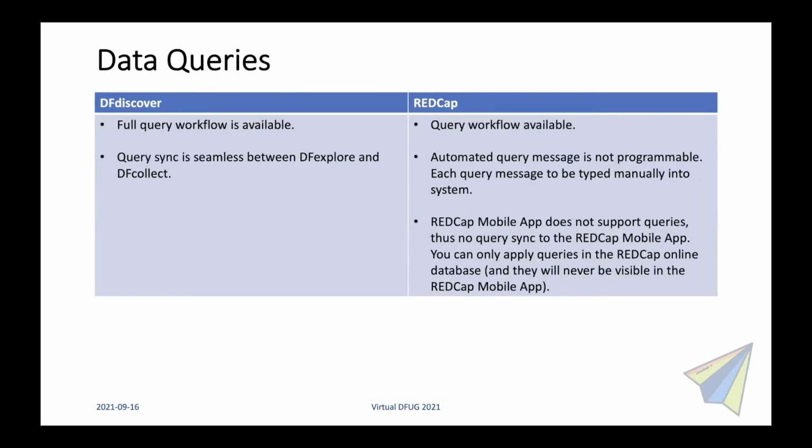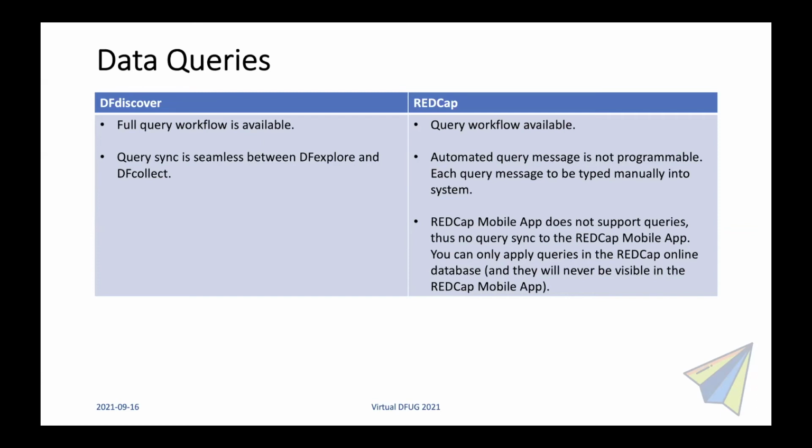Talking a little bit about data queries, and this is another item that is fairly problematic when you think about REDCap. So for data queries in DFdiscover, you have a full query workflow available. And there is a seamless sync between DFexplore and DFcollect when it comes to queries. So whatever query you raise in DFexplore, when you open up DFcollect, you will see that query within DFcollect, as well as the other way around. If you have a query in DFcollect, you will see that query in DFexplore.